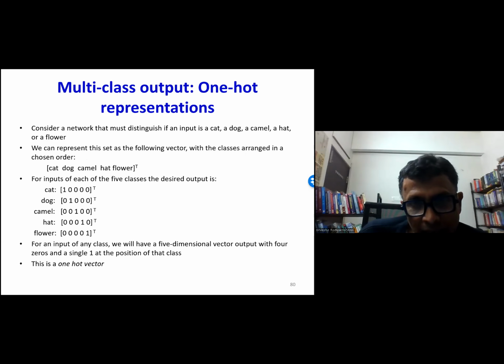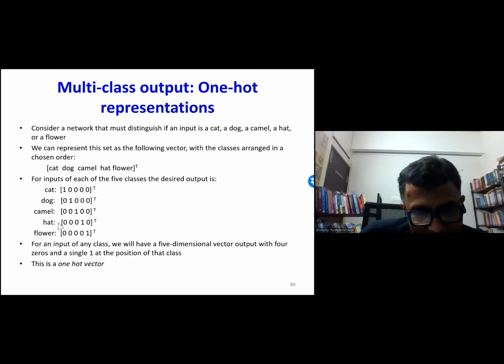So what we will do is to decide on a canonical ordering of these classes. For example, we may say that all of our classes are going to be arranged as cat, dog, camel, hat, flower in that order. Then, for any input which is to be labeled as a cat, our output is going to be a vector which has a single 1 in the position of the cat and zeros for all the other classes. Similarly, any input that's labeled a dog is going to be converted to a vector which has a 1 in the position of dog and 0 elsewhere, and so on.